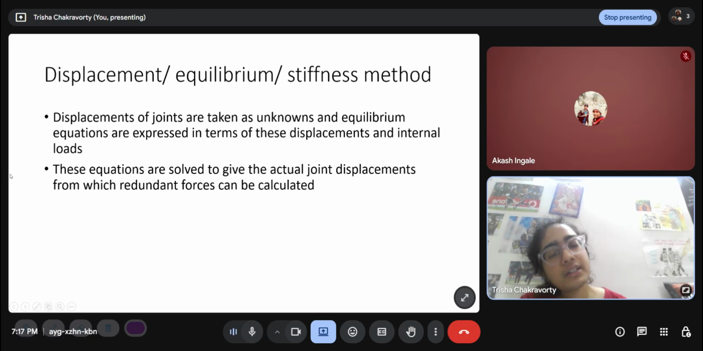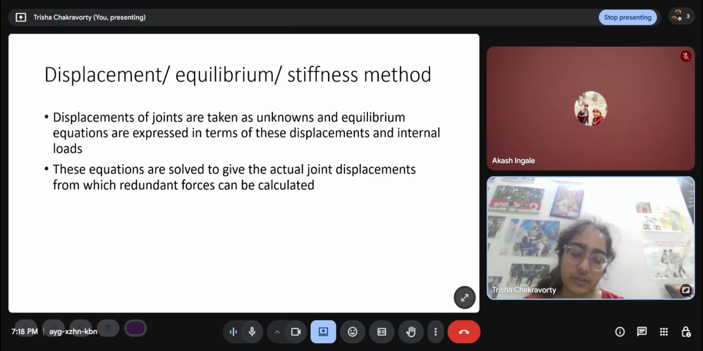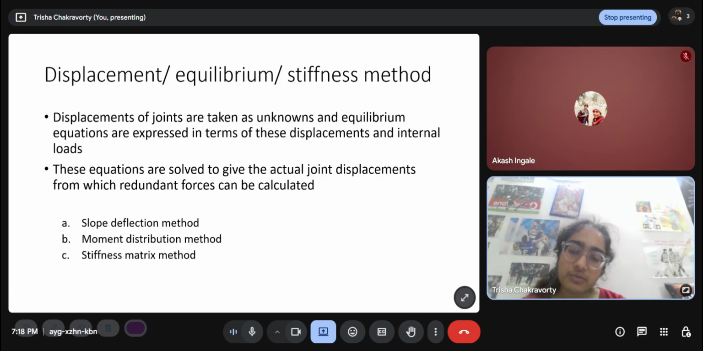And for displacement or equilibrium or stiffness methods, displacements of joints are taken as unknowns, and equilibrium equations are expressed in terms of these displacements and internal loads. These equations are solved to give the actual joint displacements from which redundant forces can be calculated. Slope deflection, moment distribution, and stiffness matrix.